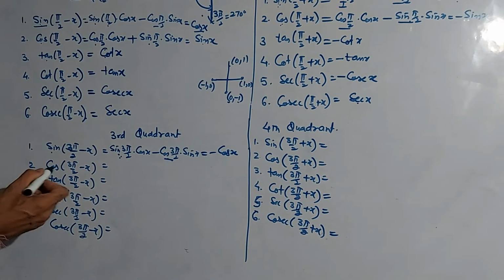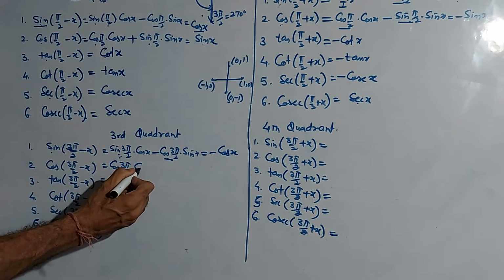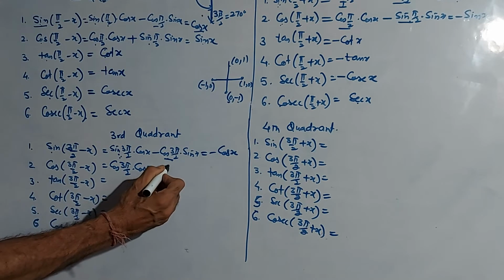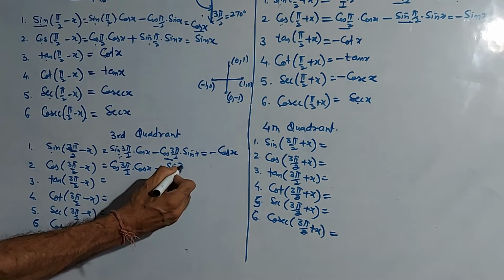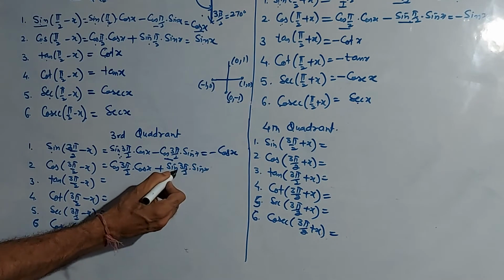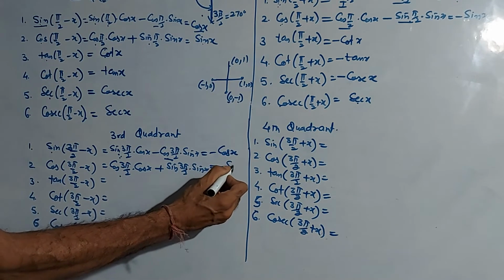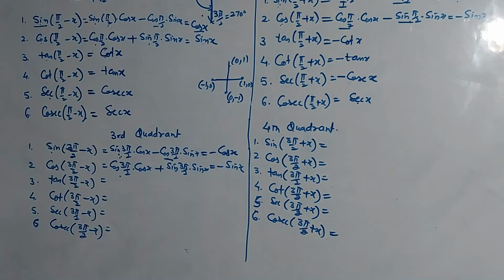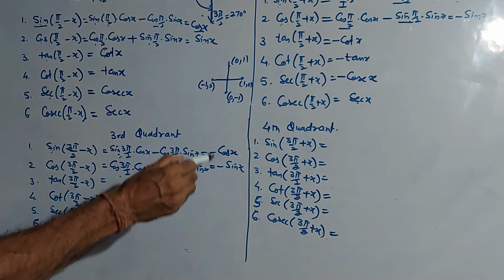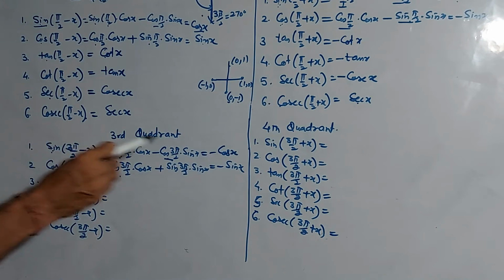And here cos 3 pi by 2 into cos x plus sine 3 pi by 2 into sine x. So this value is minus 1, this value is 0. So the total value is minus sine x. Now see, in the third quadrant, sine and cos both are negative. Sine changes to cos, cos changes to sine.